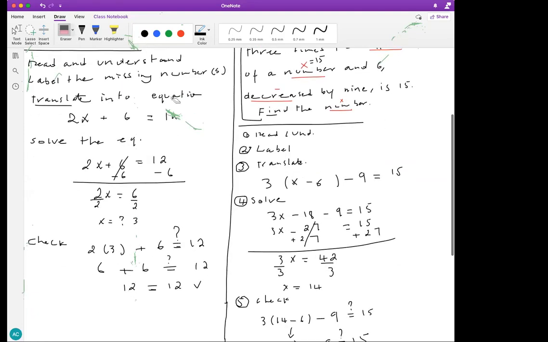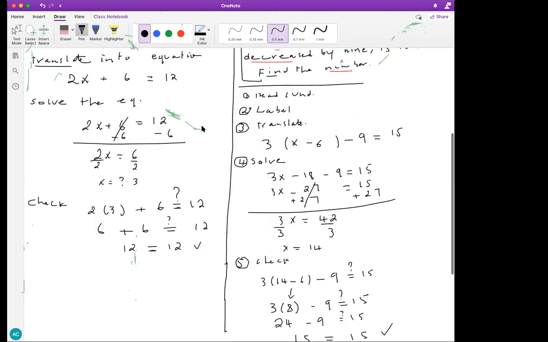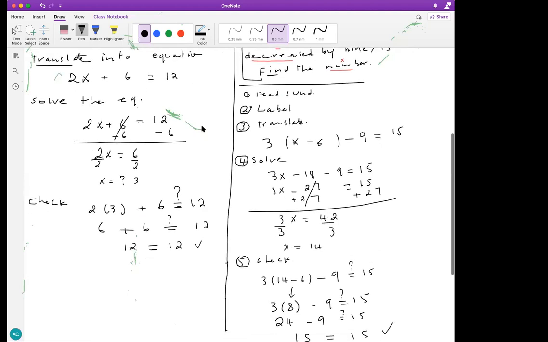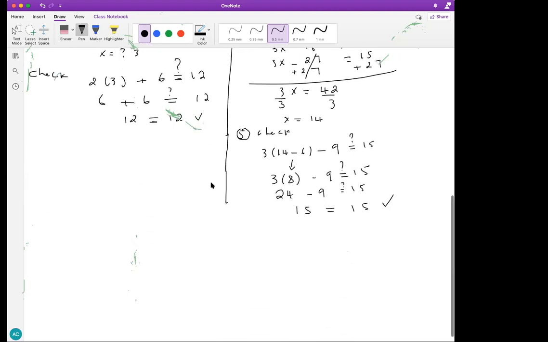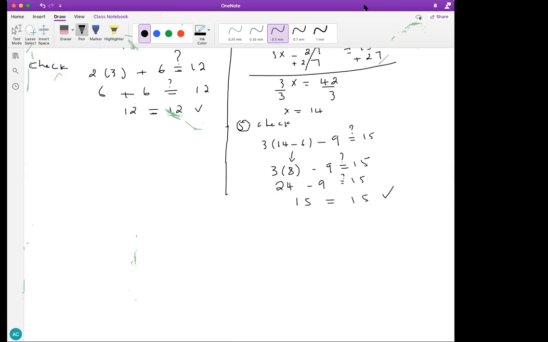Please stop drawing on my screen. Whoever is drawing something here, please stop doing that. I know it's probably accidental. Thank you. It's still here.